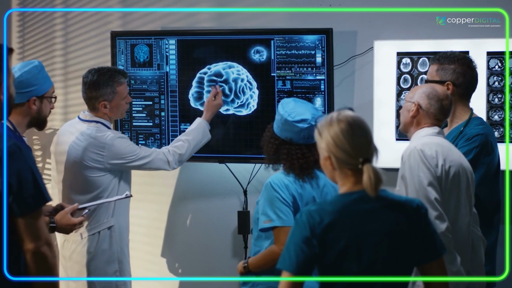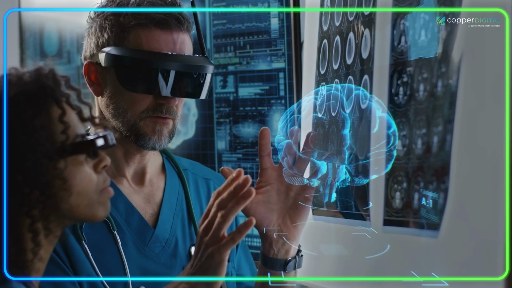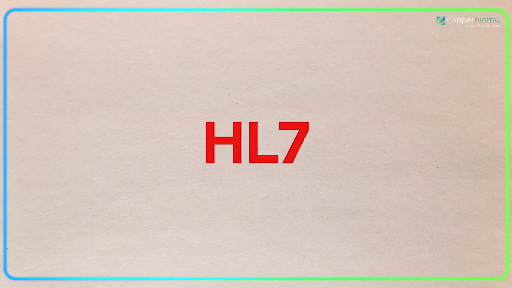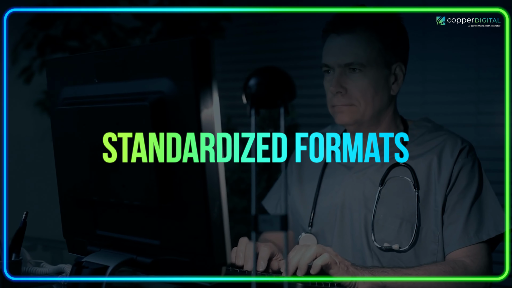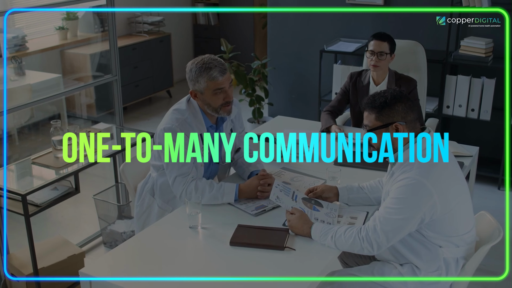But what happens when your EMR speaks an ancient language, or if you have multiple systems that don't talk to each other? This is where FHIR and HL7 come in. Think of them as healthcare's Rosetta Stone. They are the standardized formats every system can understand. This means one-to-many communication, not one-to-one.